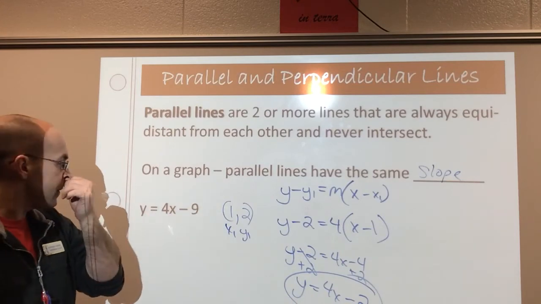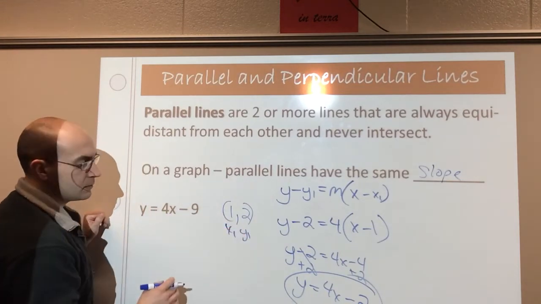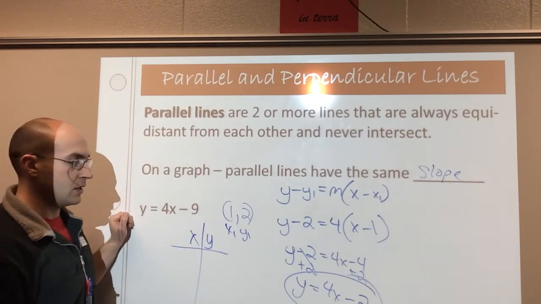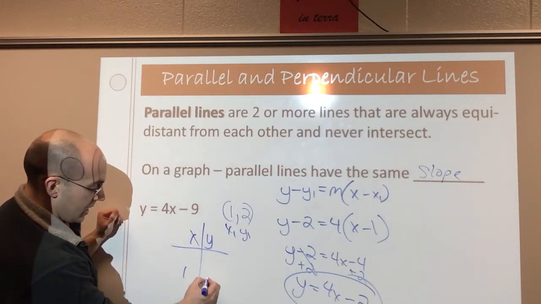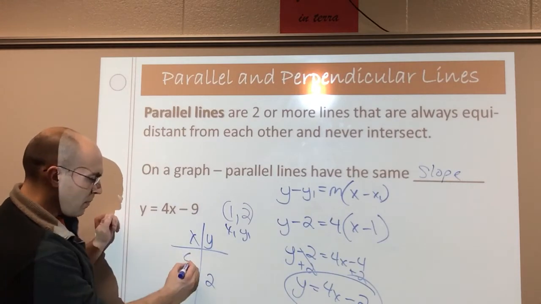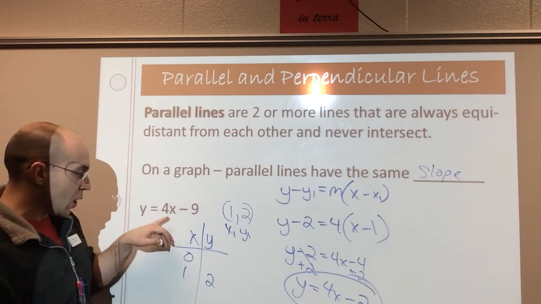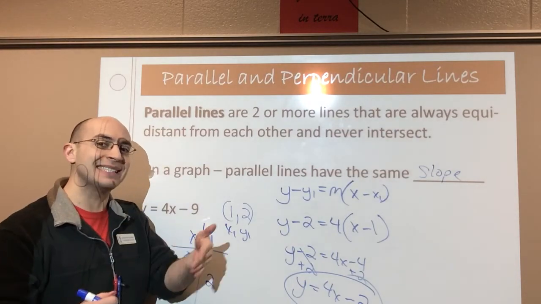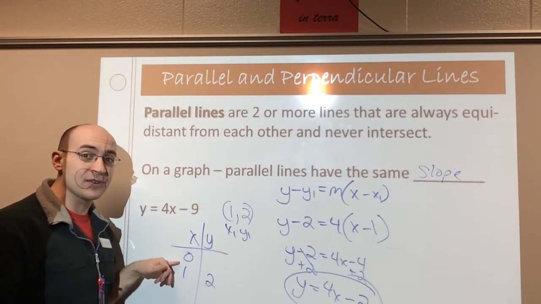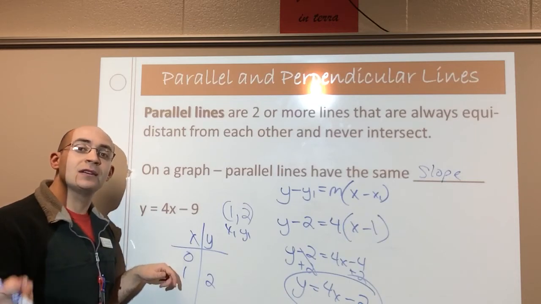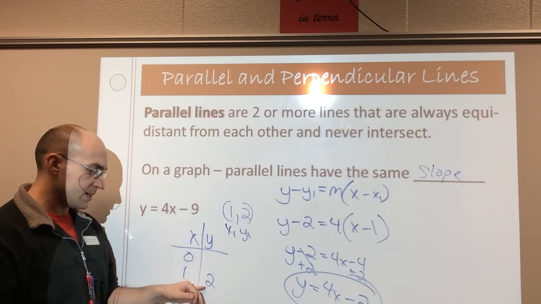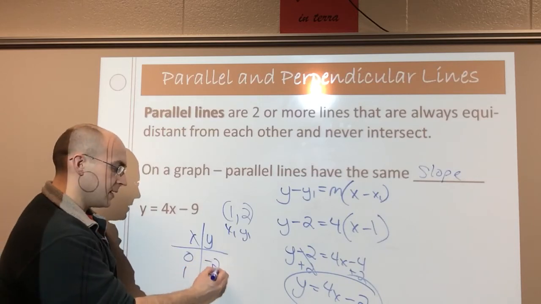So for instance, if the point is 1, 2, let's make a table of values here just to make sure we are on the same page. So if there is a 1 for x and a 2 for y, let's go back one. If I know the slope is 4, that means the y value is going to go up by 4 every time I increase x by 1. But what happens when I decrease x by 1? It means that the y value has to subtract 4, has to go down 4 units. So if I subtract 4 from 2, I get negative 2.